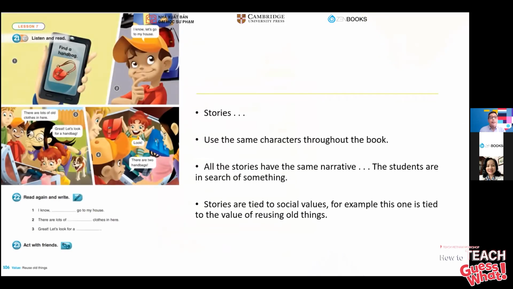And then guess what? In lesson 7, we'll always have a story. And the story uses the same characters throughout the book. And all the stories have the same narrative, the same structure. They always have to find something. They're on a treasure hunt. And this is important because it's like a continuing story, because in order to develop these literacy skills, the students need to encounter the same routine. And the students are always in search of something.